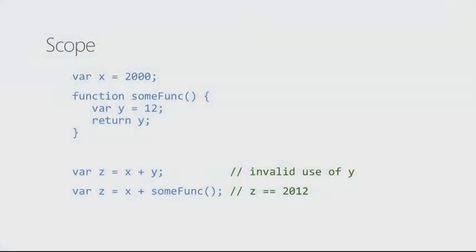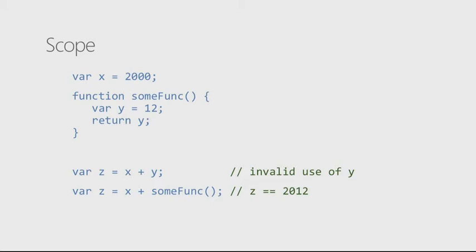So let's look at this example of scope. We have a variable called x that's equal to 2000. Then we have a function called sumFunc, and we have a variable inside of that function, y, that's equal to 12. And then we also immediately return that variable value from the function. So down below, if I try to say variable z equals x plus y, it's an invalid use of y. And what would be the reason for that?